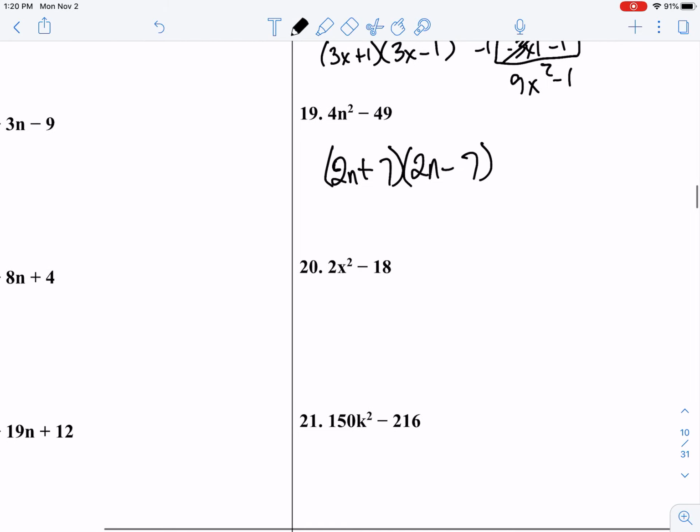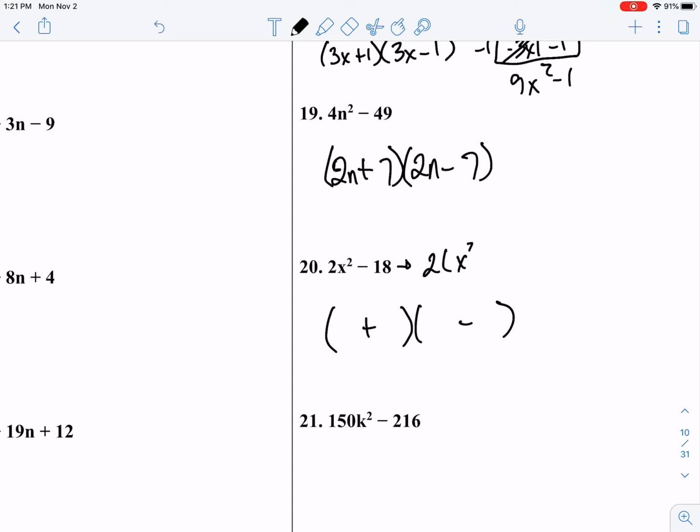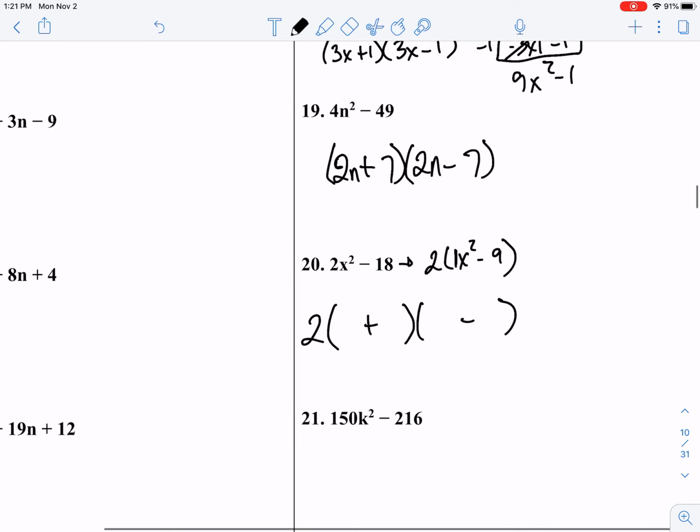2x squared minus 18. I see two terms. I immediately think difference of squares. However, when I look here, 2 isn't a perfect square, neither is 18. If it's not, you got to use GCF. 2x squared minus 9. So 2 is out front. That's really a 1. Square root of 1 is 1. Square root of 9 is 3. And I have my answer.